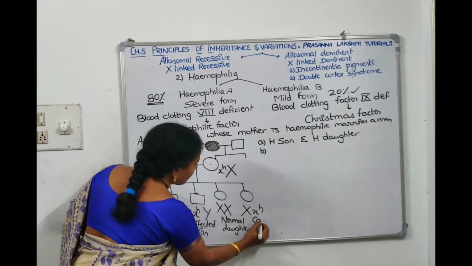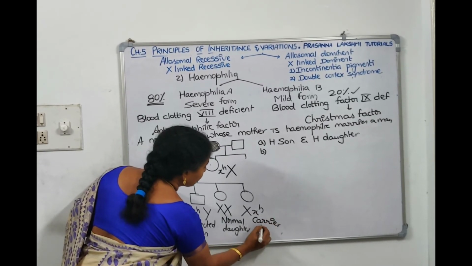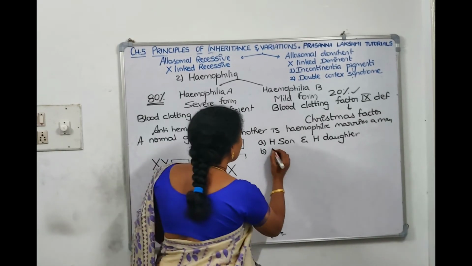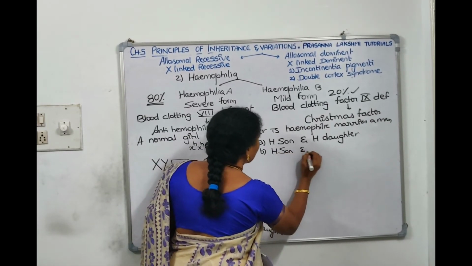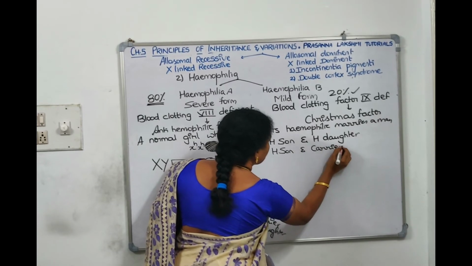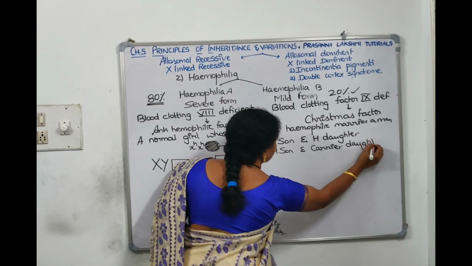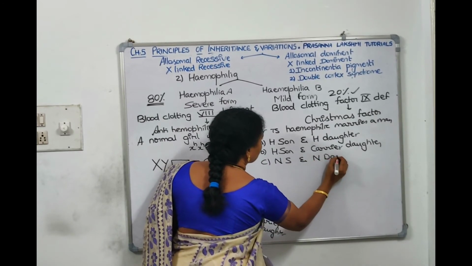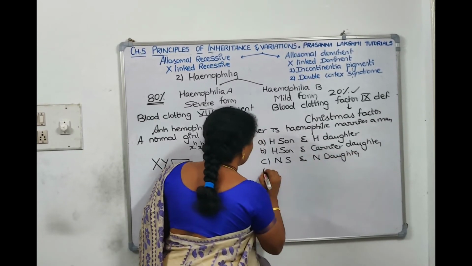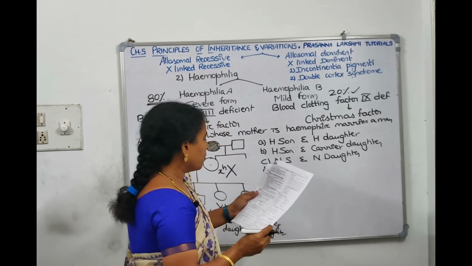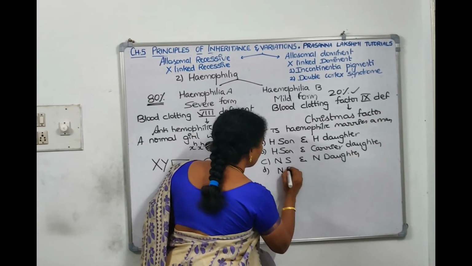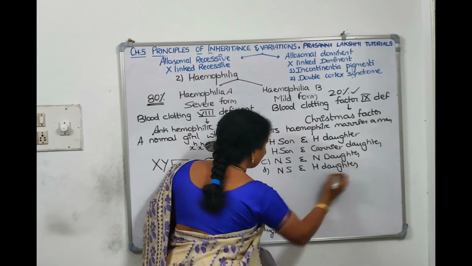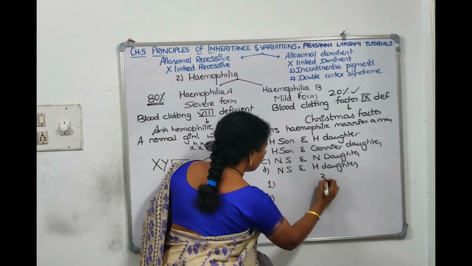This is dominant, so she is a carrier daughter. So the second option is hemophilic son and carrier daughter. The third option is normal son and normal daughter. The fourth option is normal son and hemophilic daughter. And they have given 4 options, 1, 2, 3, 4.